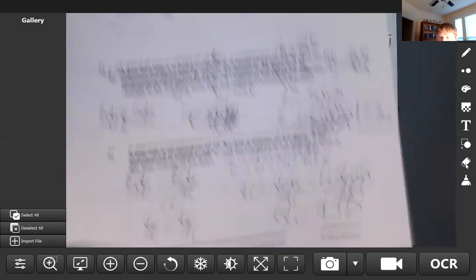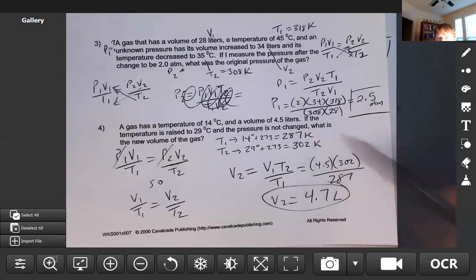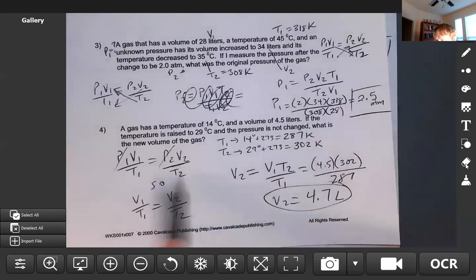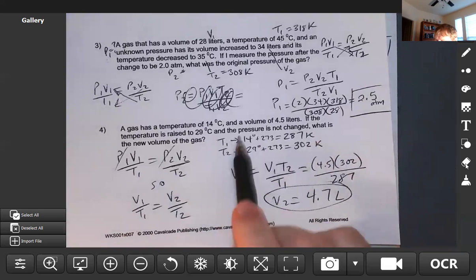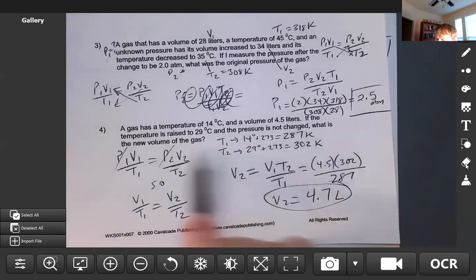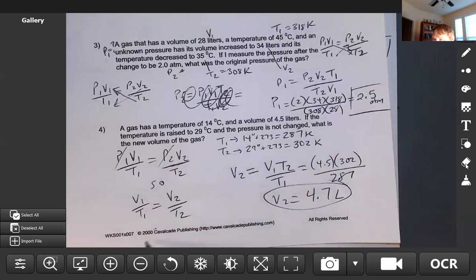All right, here's what I hope you got. First of all, I hope you remember to go to Kelvin. And another thing I want to point out here, this is our combined gas law. If you read the problem, it says the pressure is not changed. What that means is P1 equals P2. And so you can see, I just marked them out. In this problem, the combined gas law actually simplified down to Charles's law. So really, this was just a Charles's law problem.